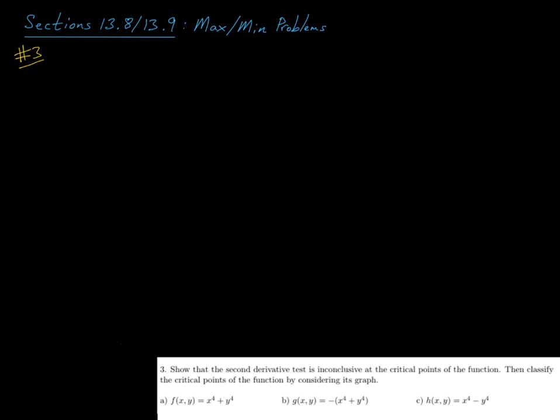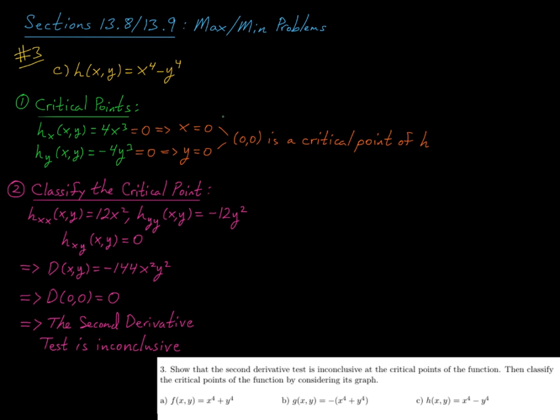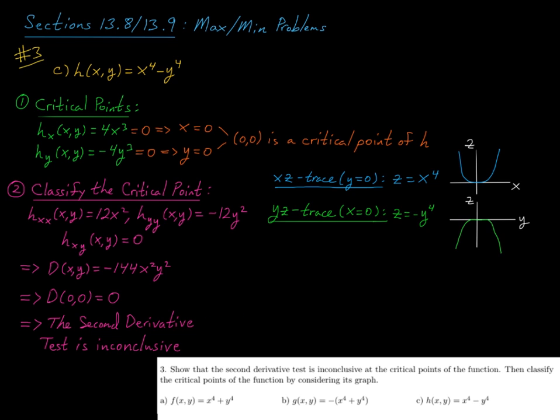All right, and then for part C, okay, x to the fourth minus y to the fourth is our function h of xy. Okay, so here are the critical points, again, 0, 0, and to classify the critical point, well, d is 0, right? So the second derivative test is inconclusive. What does this surface look like?